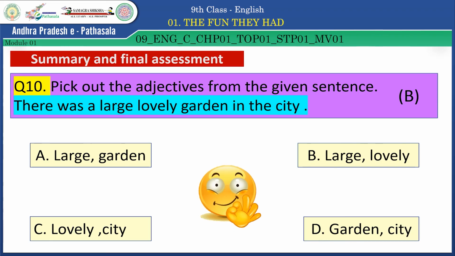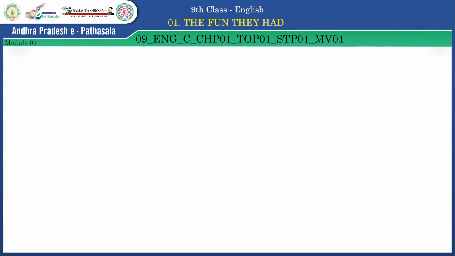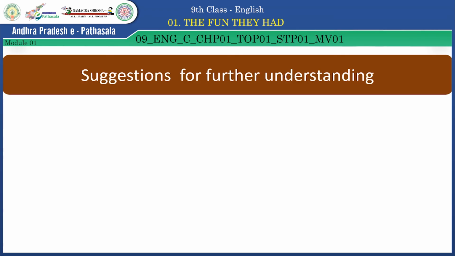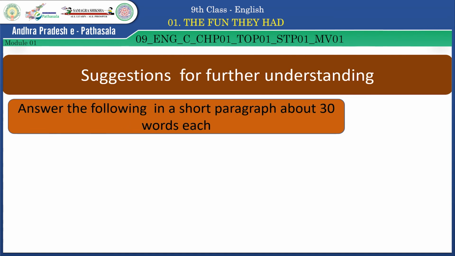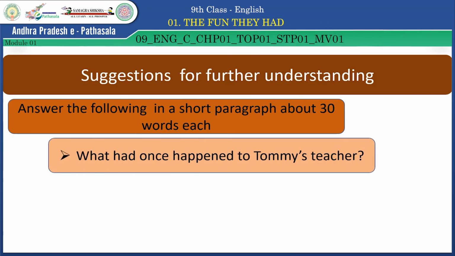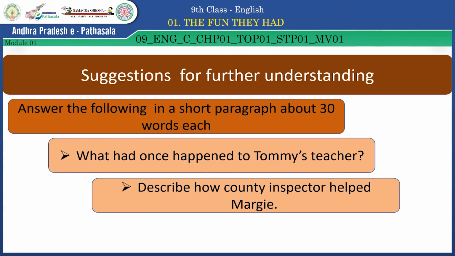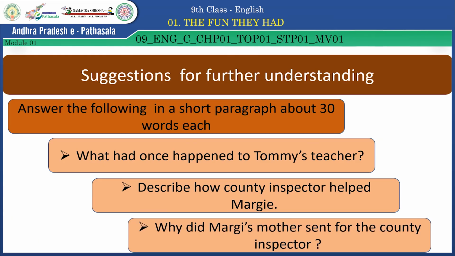Let me give you a few suggestions for further reading. Till now, we tried to comprehend the text through multiple choice questions. For further understanding, let's practice to answer the following in a short paragraph with about 30 words each with the help of your teacher. These questions are given at the end of your textbook. A few of them are: what had once happened to Tommy's teacher? Describe how the county inspector helped Maggie. Why did Maggie's mother send for the county inspector? Hope you all understood it well.